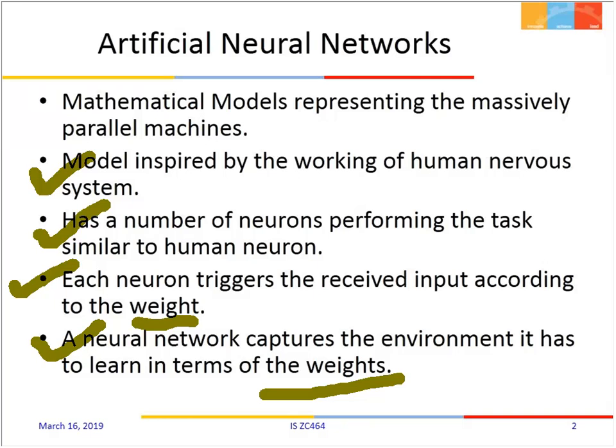You saw earlier that learning required us to design a decision boundary, and the decision boundary was defined by some parameters like slope and intercept. Similarly, here we are capturing the environment in the form of some values which we name as weights.